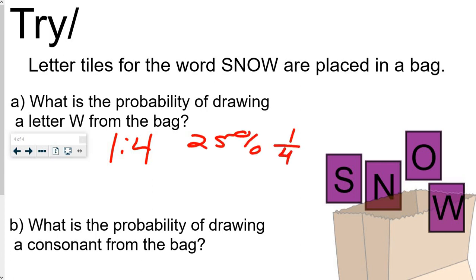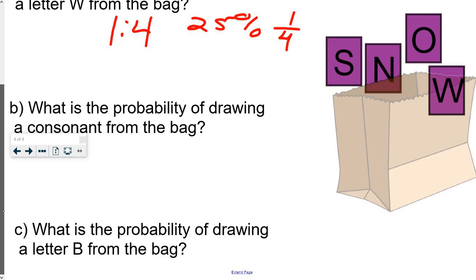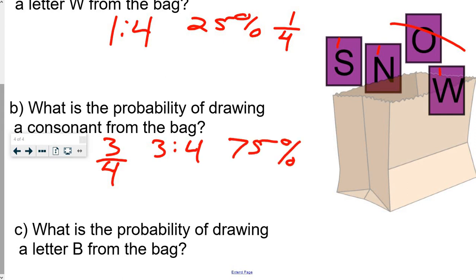Or 1 over 4. What is the probability of drawing a consonant from the bag? A consonant is not a vowel, and as we can see, there's 1, 2, 3 consonants, and that is a vowel. So 3 out of 4, or 3 to 4, or 75%. What is the probability of drawing the letter B from the bag? There are no B's, so it's 0%, or 0 out of 4, or 0 to 4.